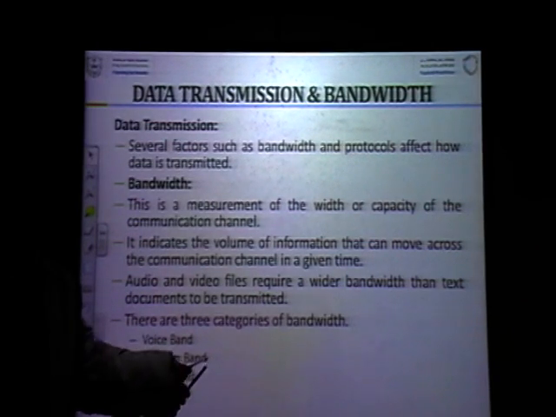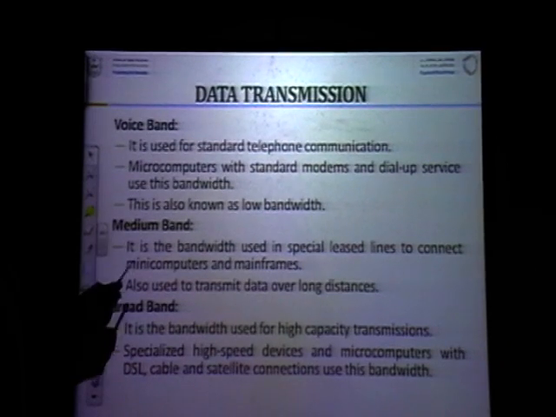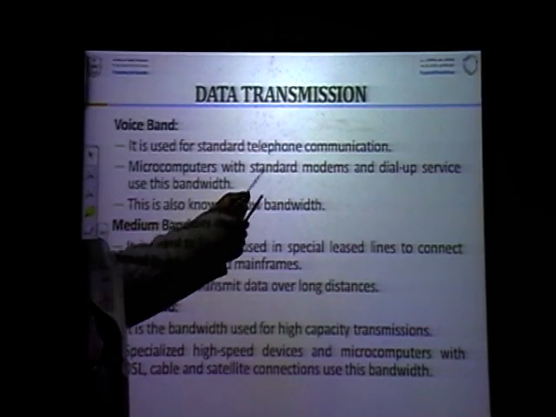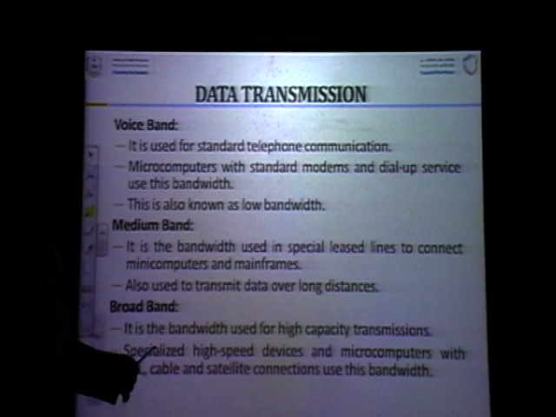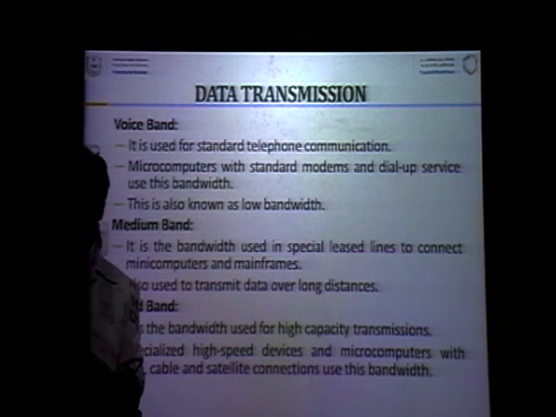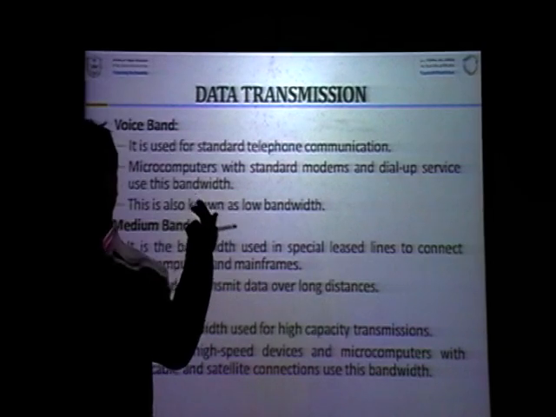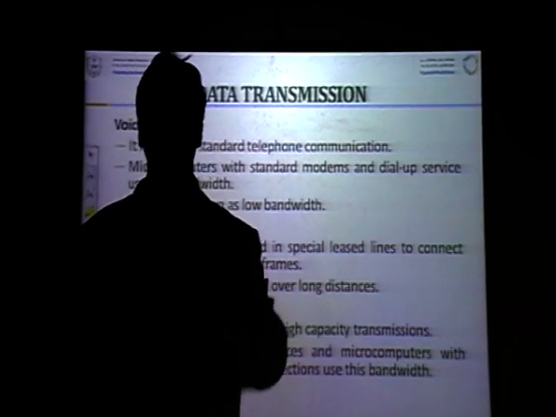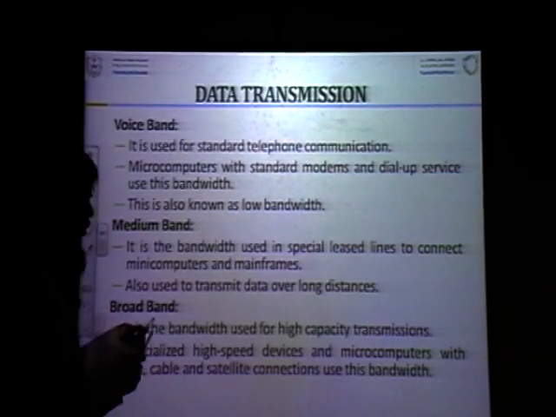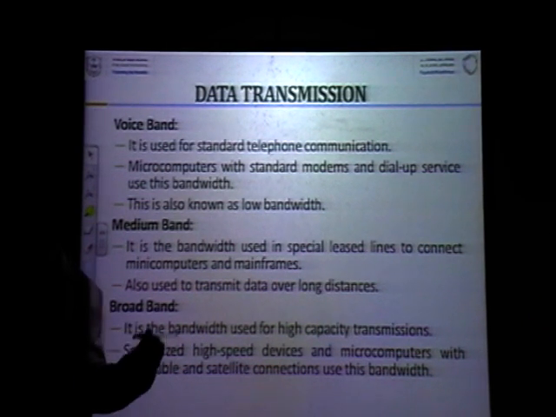It is voice band, medium band and broadband. Look here. Voice band is used for telephone communication, just for talking. Then comes medium band. It is the bandwidth used in a special leased line, like one ATM to another ATM. Broadband is fast. Broadband is the fastest among all these.